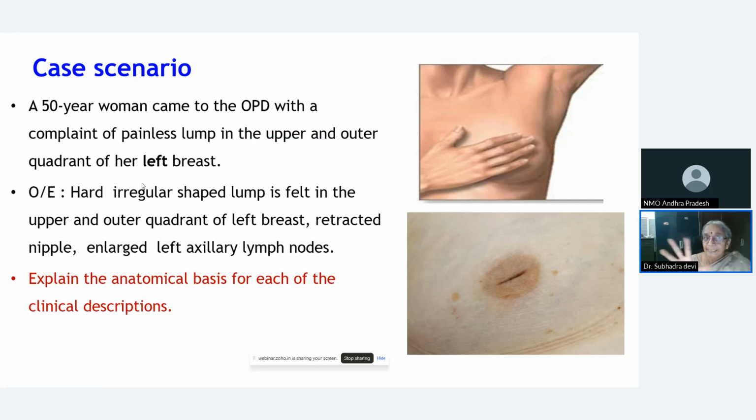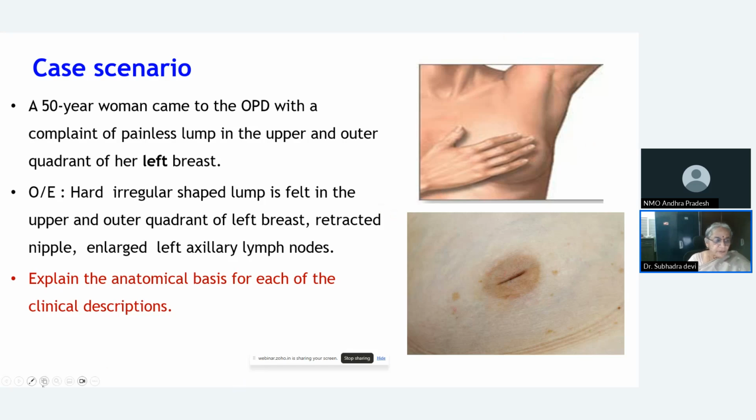If there is a case scenario, a 50-year-old woman with a complaint of painless lump in the upper and outer quadrant of her left breast. So a hard irregular lump was felt in that quadrant, and retraction of the nipple. This is what you are seeing in the lower picture. Enlarged axillary nodes were observed.